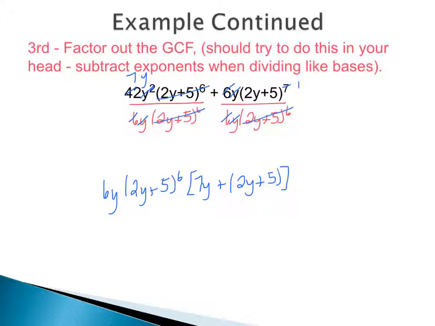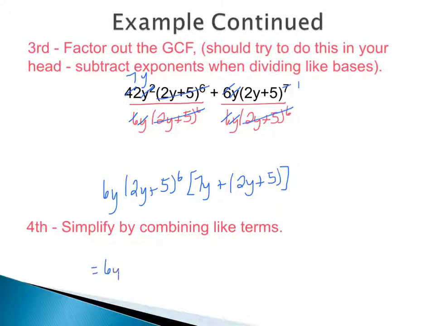Our last step then would be to simplify the inside. So the 6y times 2y plus 5 to the 6th stays. And then inside we can combine like terms. So 7y plus 2y would be 9y plus 5. And then this would be our factored form.